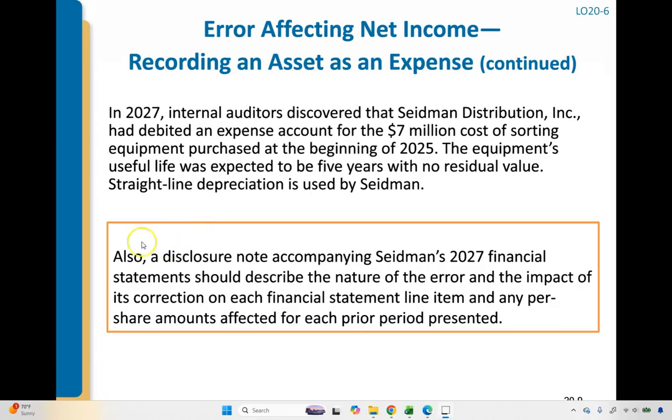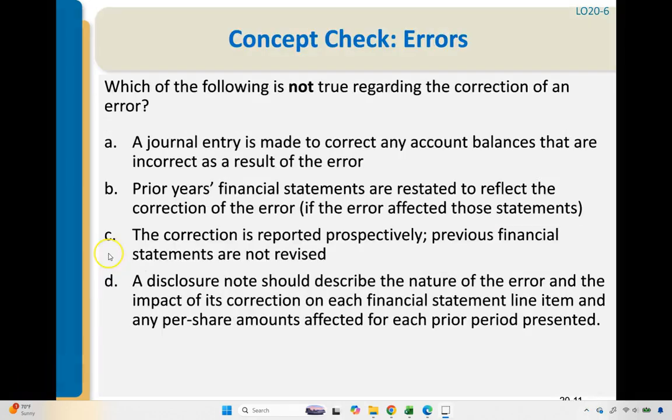And then finally, the last step whenever you discover an error is that there must be a disclosure note accompanying your financial statements that needs to describe the nature of the error and the impact of the correction on each financial statement line item, and any earnings per share amounts affected for each prior period presented. So your disclosure note might change depending on which years are actually reflected in the financial statements, but they always have to be there. You always must have a disclosure note.